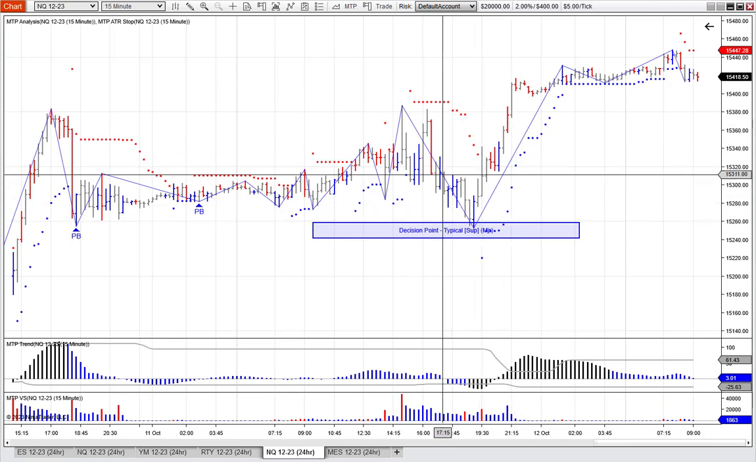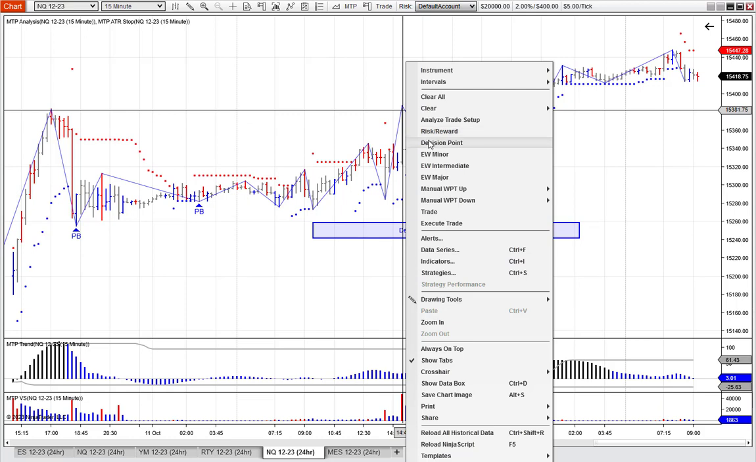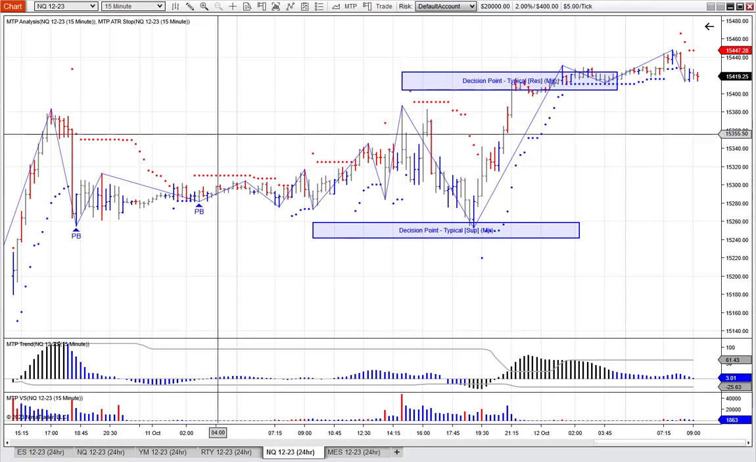As the market was rallying up, you see this was the swing down into that low. So we right mouse click off this pivot, do a decision point, and can see how that gave an area of potential resistance. So how does this look when we're looking on the shorter time frame?